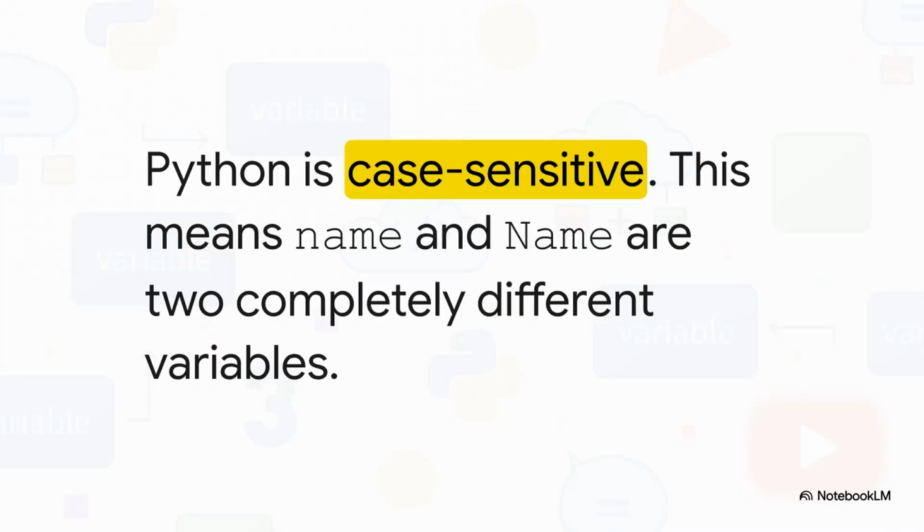Okay, listen up, because this is a big one, and it trips up everybody when they're starting out. Python is case sensitive. What that means is a variable called name, all in lowercase, is a completely different box than a variable called Name with a capital N. To Python, they have nothing to do with each other.